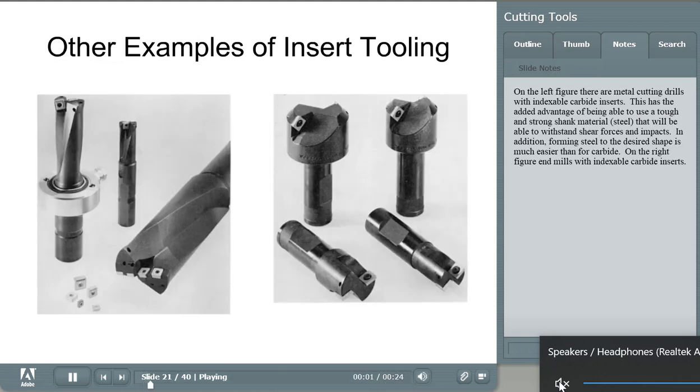Other examples of insert tooling. On the left figure, there are metal cutting drills with indexable carbide inserts. This has the added advantage of being able to use a tough and strong shank material, steel, that will be able to withstand shear forces and impacts. In addition, forming steel to the desired shape is much easier than for carbide. On the right figure, end mills with indexable carbide inserts.